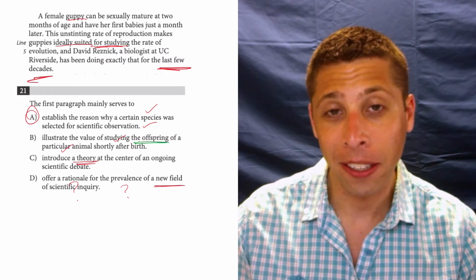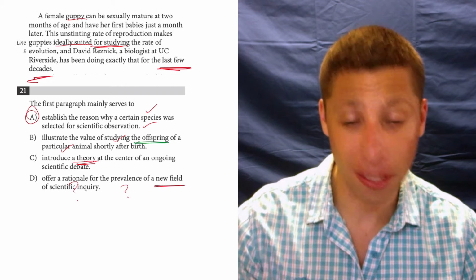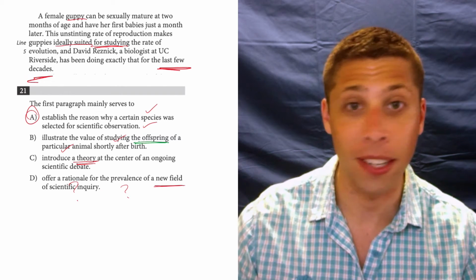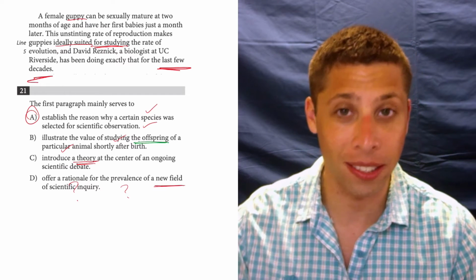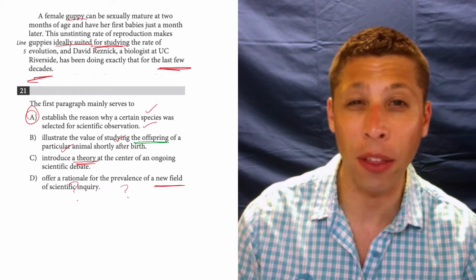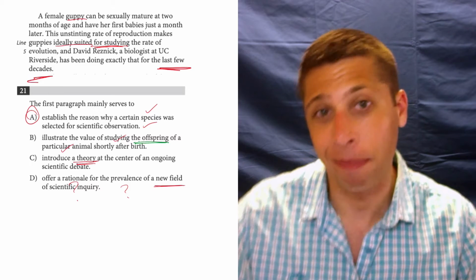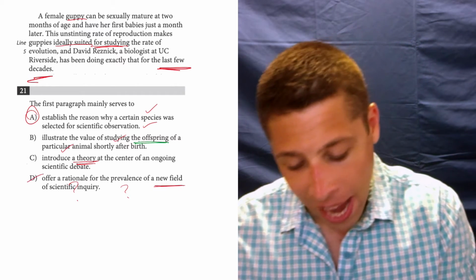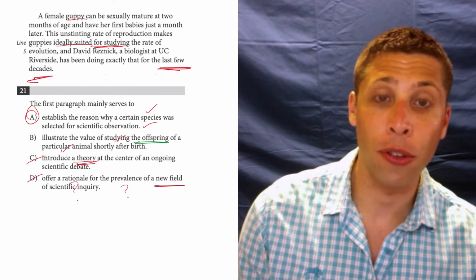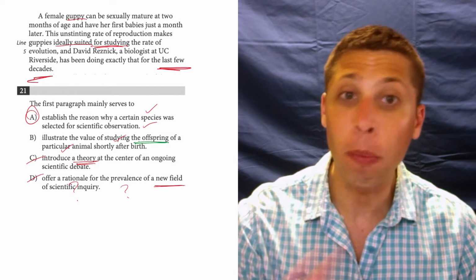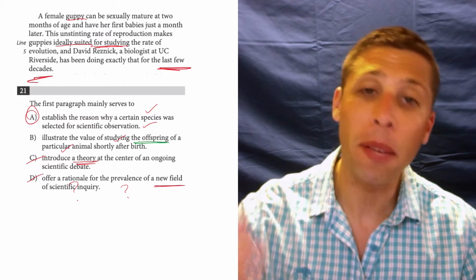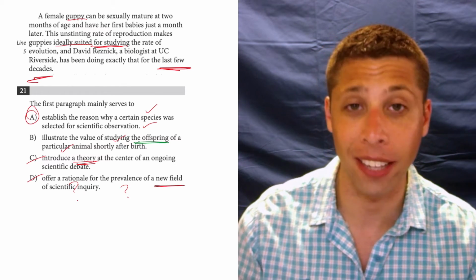Just to be clear, prevalence is how common something is. So if it's a new field that is prevalent, it is common, it is something that we see in lots of different places, and the rationale would be like the reasoning. So yeah, you should know those words, but you don't need to know them for this question. And so that leaves us with choice A. Hopefully you picked that, not because you read it first and were like, aha, that's a match, because you still went through the process of analyzing these choices.